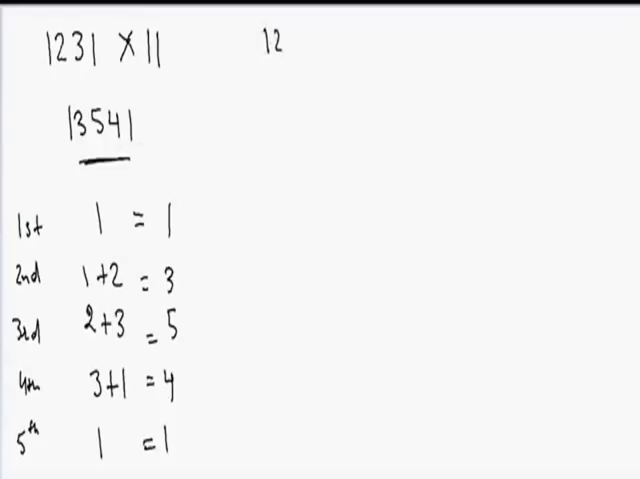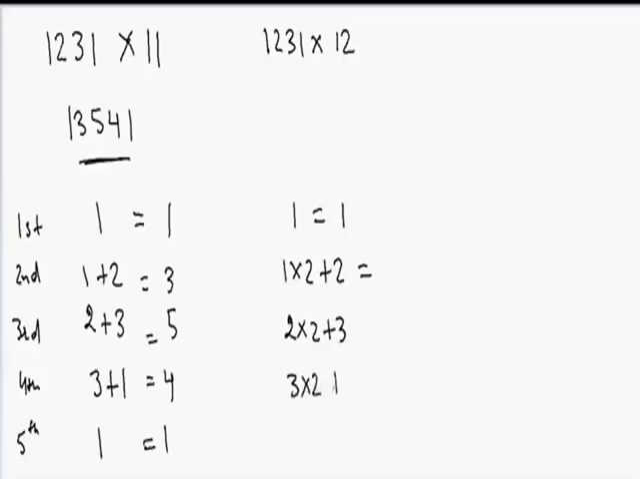Again, if I have 1, 2, 3, 1 and I want to multiply by 12, here we have 1, then we have 1 into 2 plus 2, then we have 2 into 2 plus 3, 3 into 2 plus 1, and 1 into 2. So that will give me 4, this will give me 7, 7, 2. So the answer is 14772.